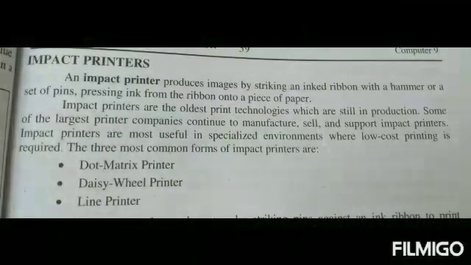Impact printers. An impact printer produces images by striking an inked ribbon with a hammer or a set of pins, pressing ink from the ribbon onto a piece of paper. Impact printers are also divided into three categories: dot matrix printer, daisy wheel printer, and line printers.